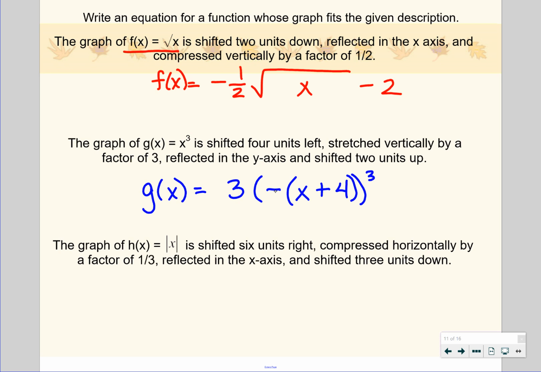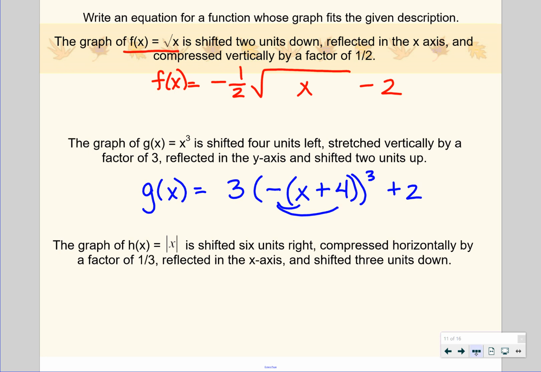And then what do I have last? Shifted 2 up, +2 at the end. Final answer. I believe in Math Excel, you will need to distribute that number or negative through when you type in your answer. So just make a note of that. I'll accept it either way, though.